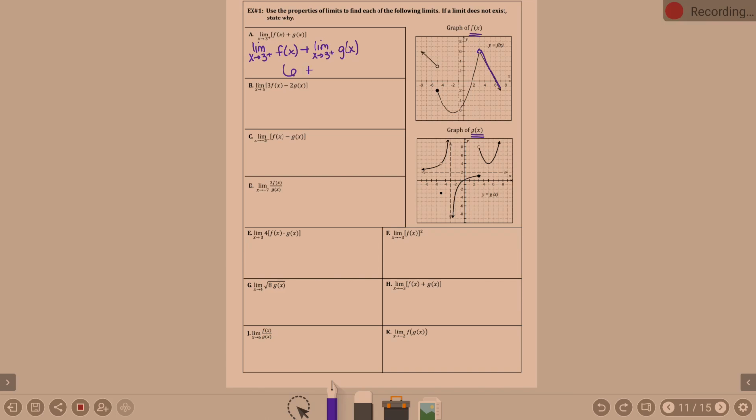Plus the limit as x approaches 3 from the right of g of x. And challenging math, 6 plus 8 is 14. That's the answer. Are we okay with that? Yeah. I notice the first one was F, the second one was G. Wait, how'd you get 8 on the second one? Okay, so first of all, you're looking at graph G.